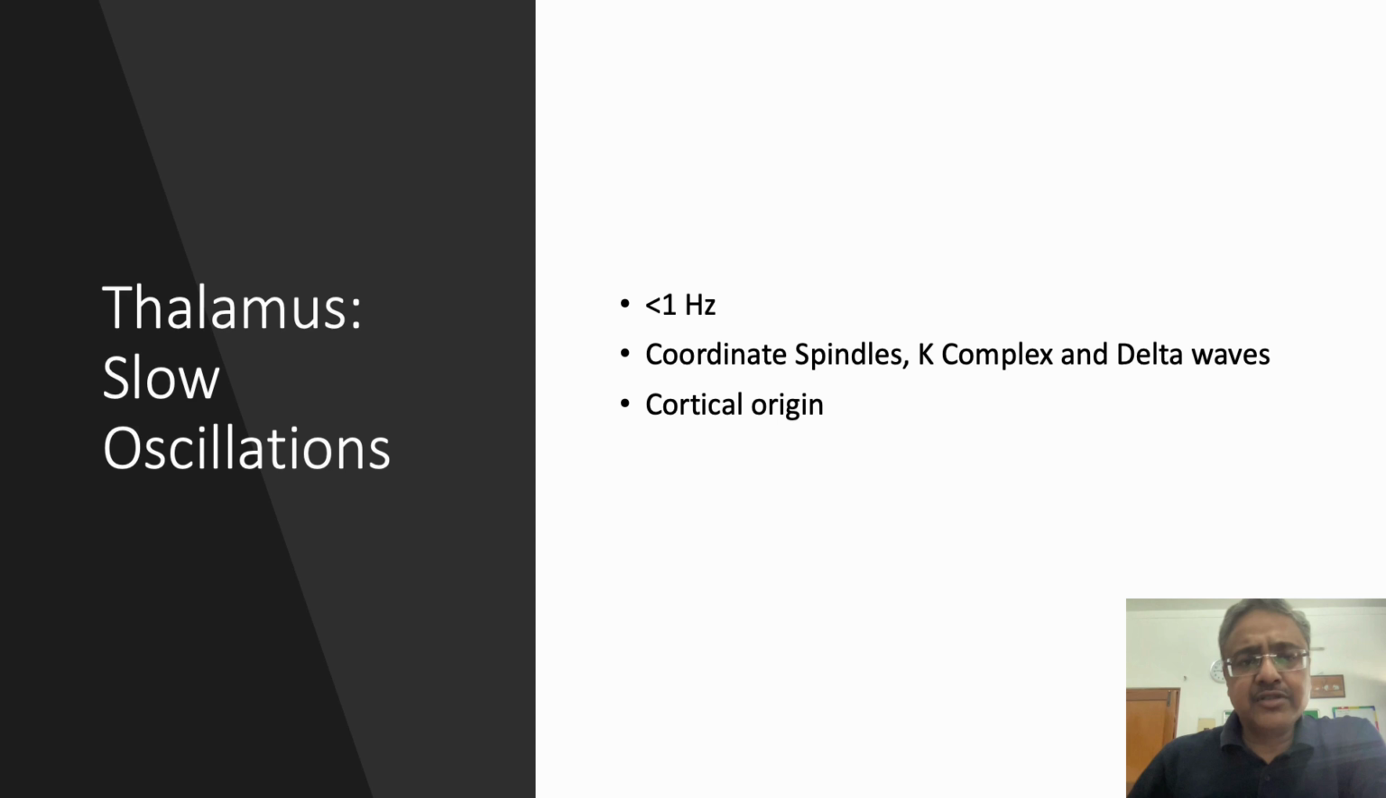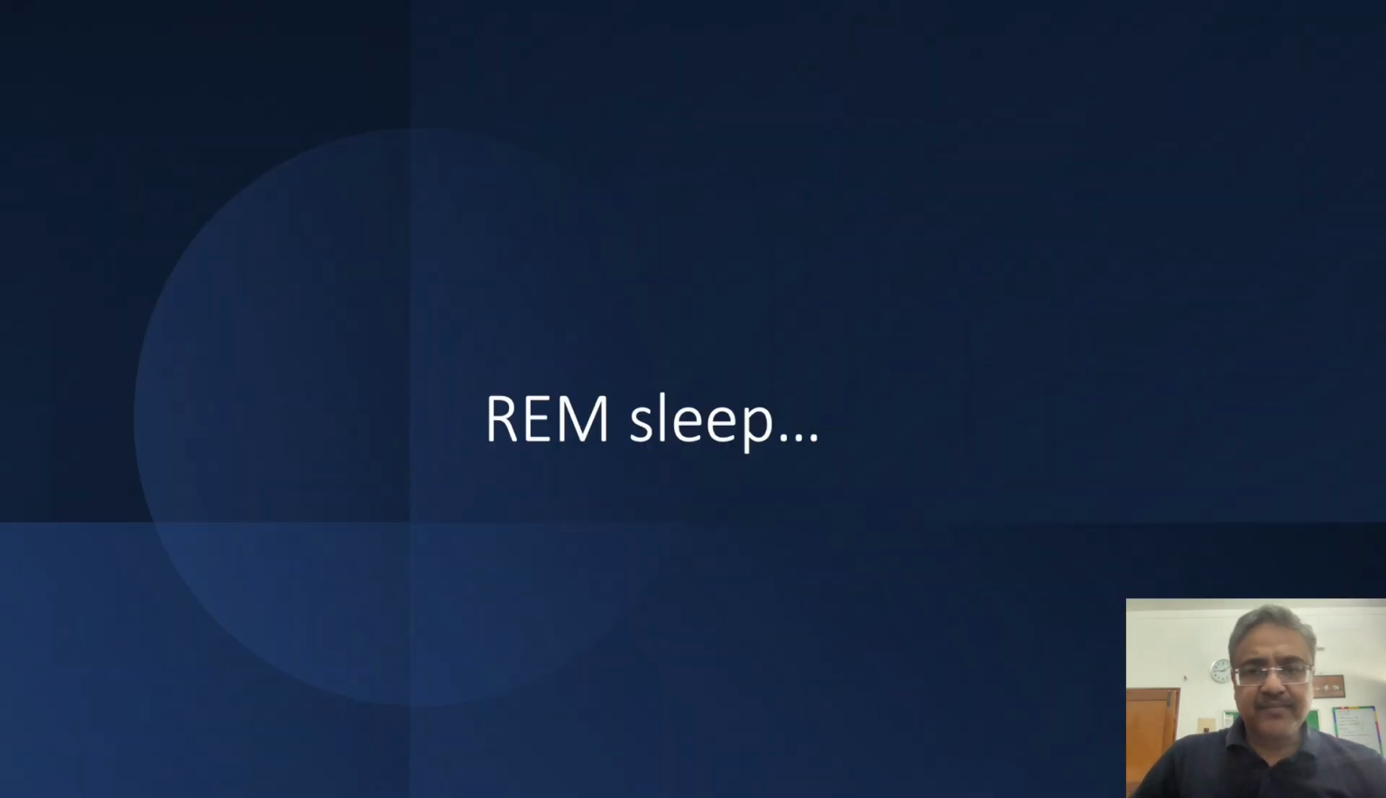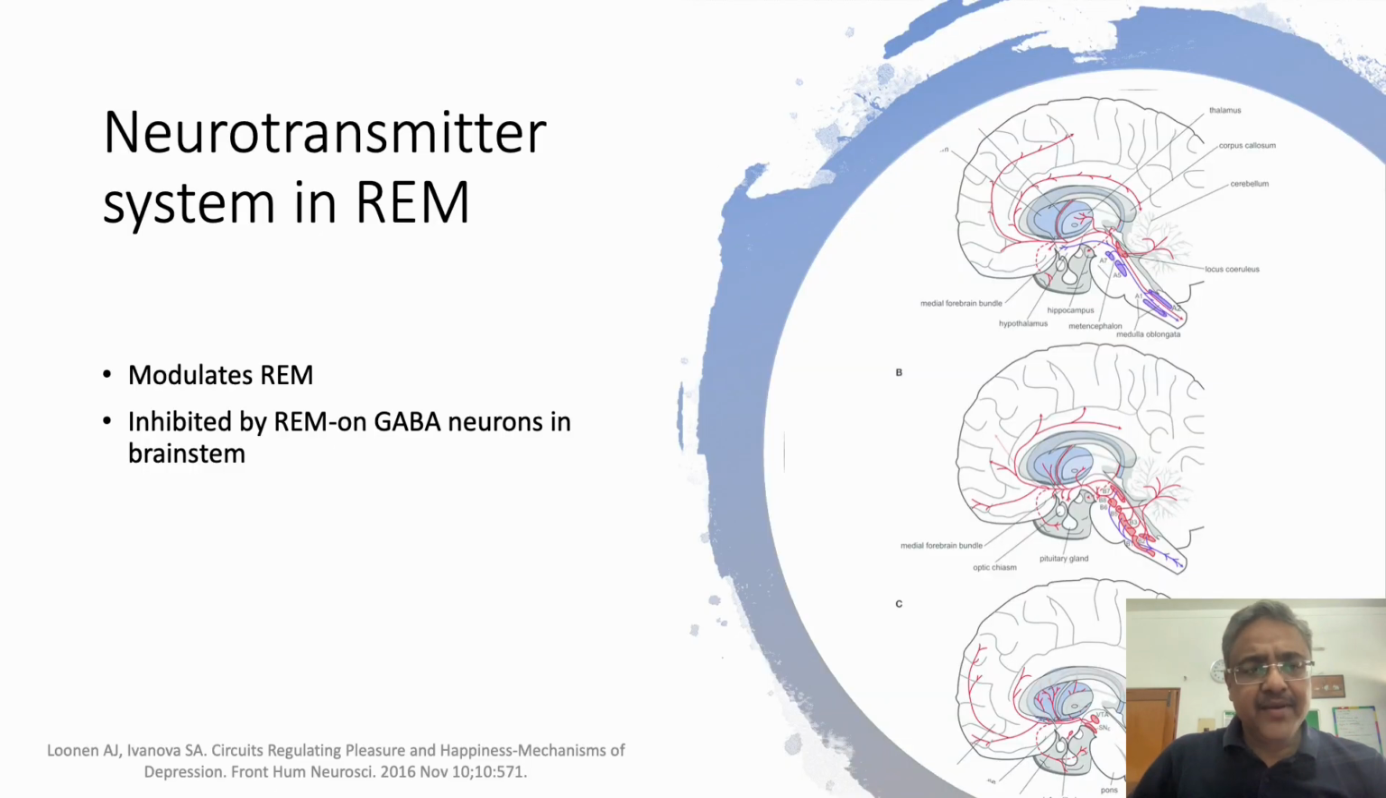Now, thalamus also shows the slow oscillations which are less than 1 hertz in frequency, and these oscillations help to coordinate the appearance of the spindles, the K complex, as well as the delta waves. And these slow oscillations are cortical in origin, and that is the reason that we are able to maintain the non-REM sleep.